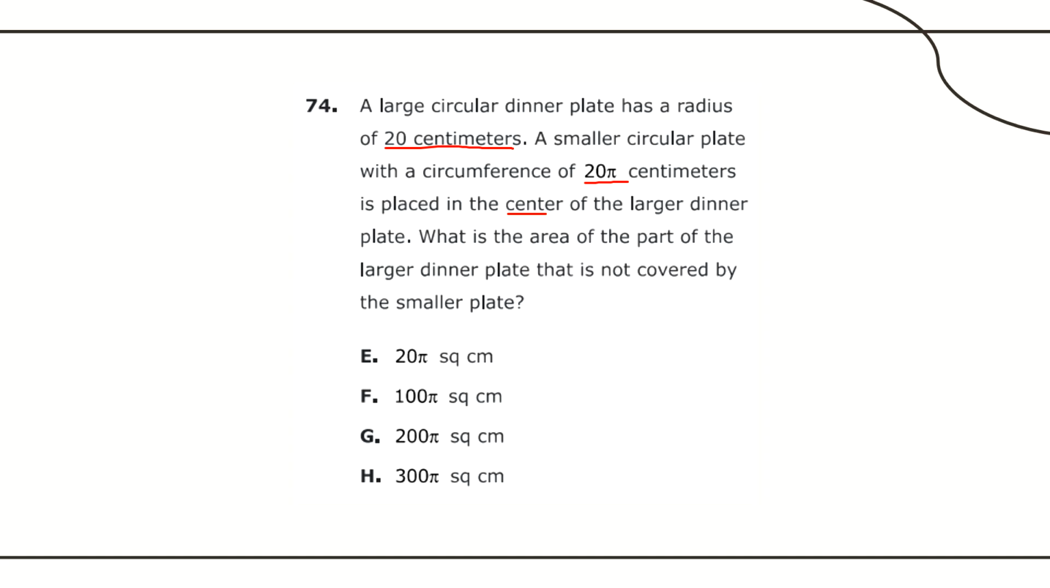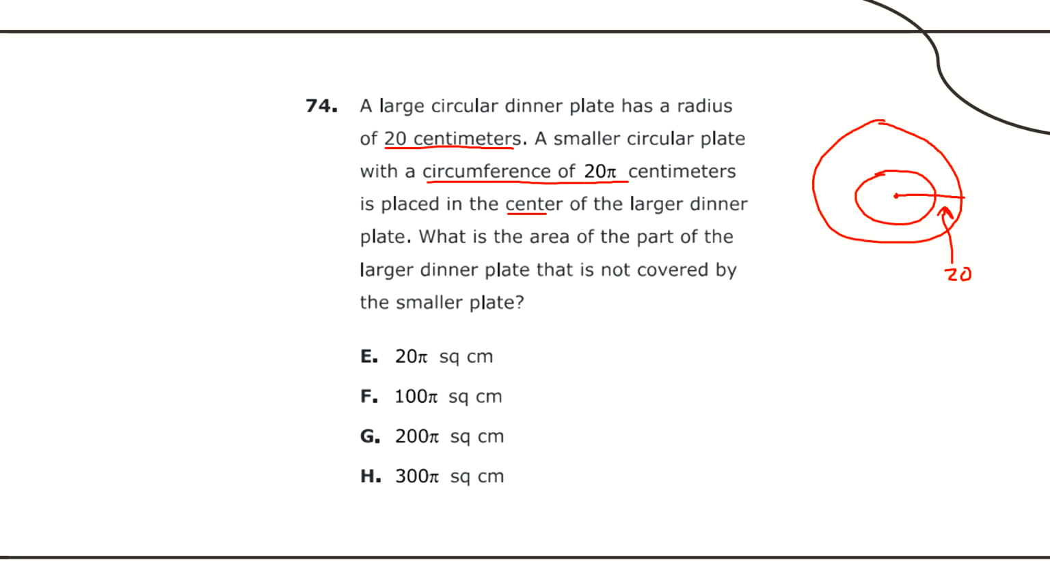So let's draw the smaller plate like this and a larger plate like this. Okay, these aren't perfect circles, as you can tell, but we make do. Okay, so it says the larger one has a radius of 20. So since they share the same center, that length right there would be 20. Okay, and a smaller circular plate has a circumference of 20 pi. See, they're trying to be tricky and giving us the circumference instead of the radius.